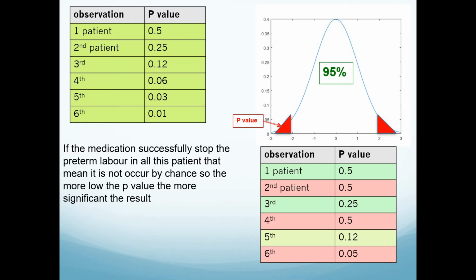But of course, the more you have a value less than 0.001 or 0.01, that means it is occurring by chance by 1%. That means it is effective 99.9%. So the lower the p-value you have, the stronger the study is.